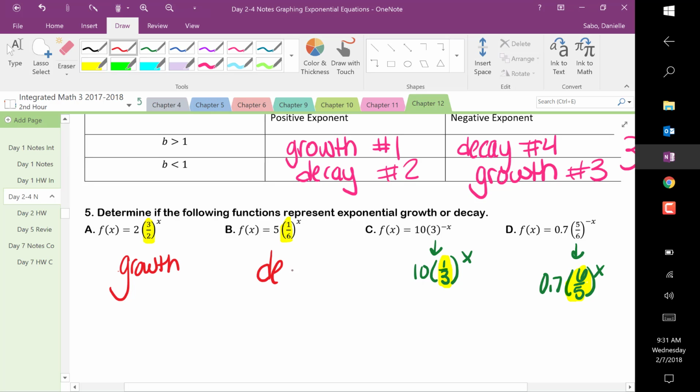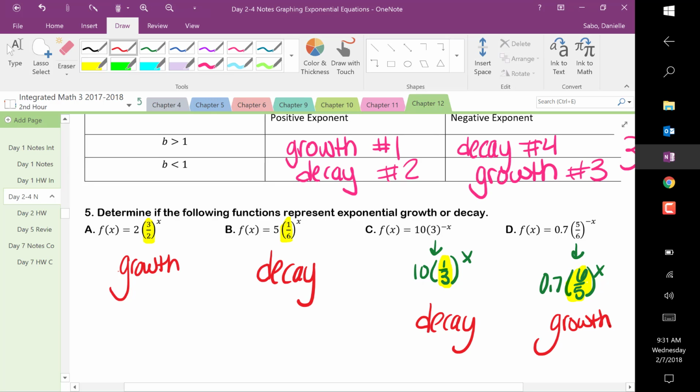When you're done, and when you're done only, take a look and see how you did. Hold on. Come on, pen. It's like making it be negative. Okay, there we go.